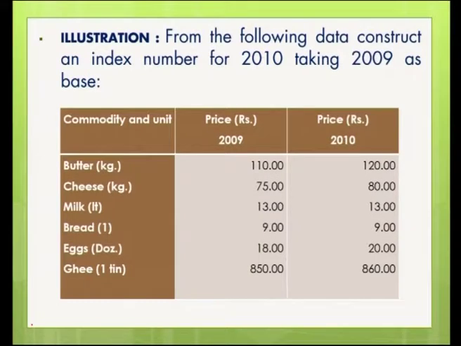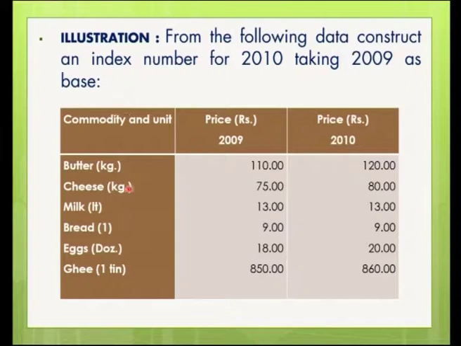We shall see this with an example. From the following data, construct an index number for the year 2010 taking 2009 as the base year. Whatever the data given, the base year has to be specified. If not, the earliest year is taken as the base year and the last year is taken as the current year, in the sense that the current year gives the P1 values or Q1 values.